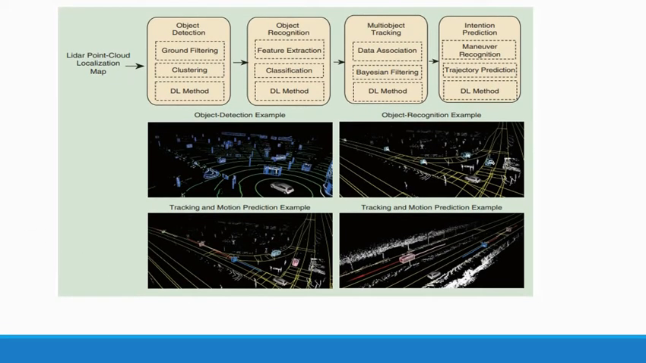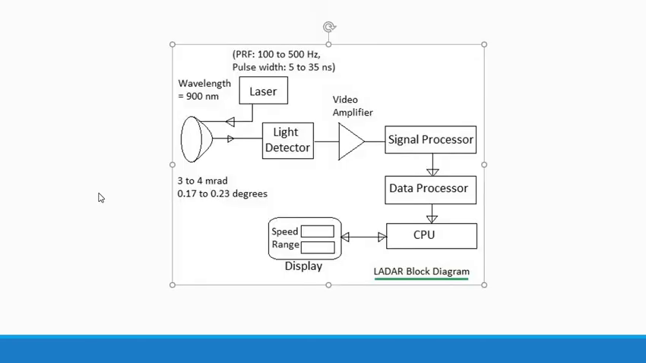We can see that different radar signals are generated. We can use different types of pulses for different detections, and so on. This is the simple LiDAR system again. Here the laser uses different wavelengths and detects the light, and the video amplifier is applied, and the signal processor and data processor are applied to the CPU, and the speed and range of the signals are generated.